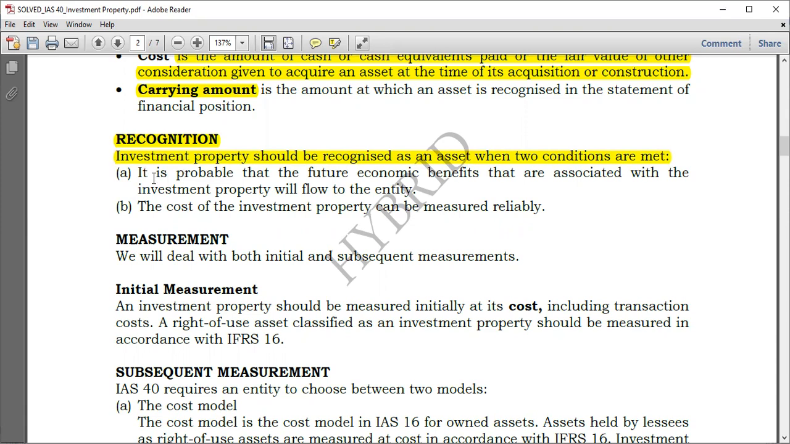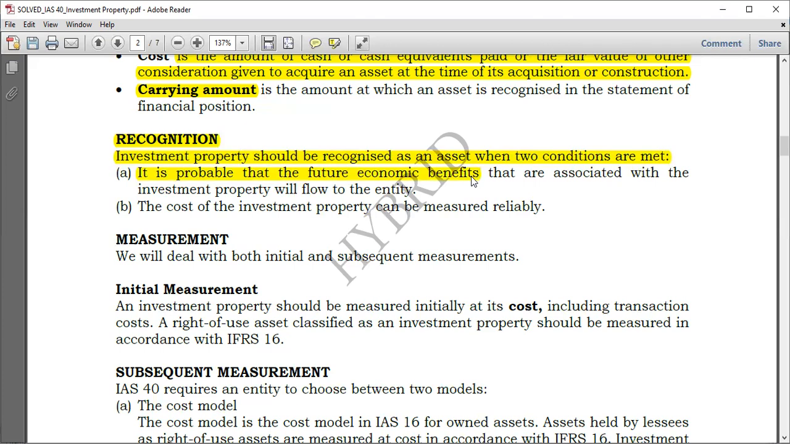So this is the first point. It is probable that future economic benefits associated with the asset will flow to the entity. But also, let's say I have an investment property, a building, and I'm just renting it out, so I expect to receive the rentals, which are the economic benefits.